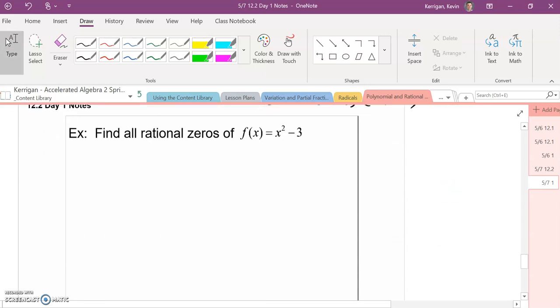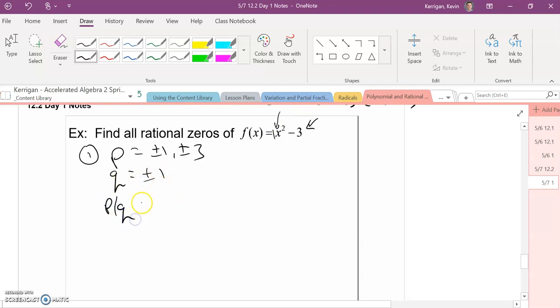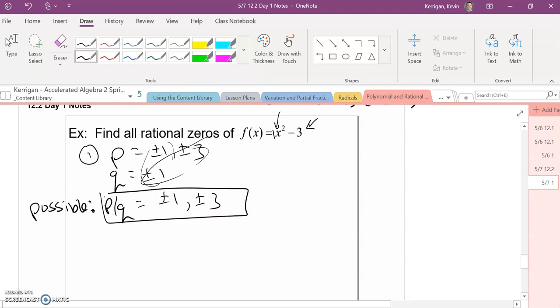Next one, find all rational zeros of f of x equals x squared minus 3. First, I have to find all my possibles. P-values, the factors of my constant: plus or minus 1, plus or minus 3. My Q values: my leading coefficient is 1, so I just have plus or minus 1. Now I'm listing P over Q's. All of them will be plus or minus 1 over 1, and plus or minus 3 over 1. So my possibles are plus or minus 1 and plus or minus 3.